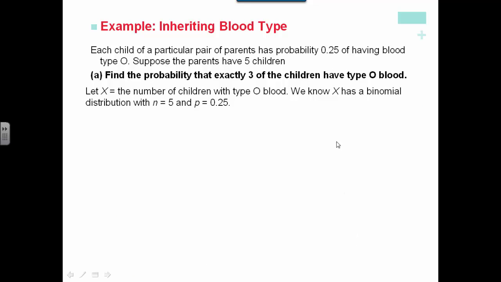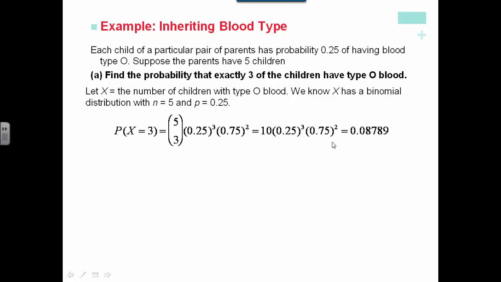Example. Each child of a particular pair of parents has probability 0.25 of having blood type O. Suppose the parents have 5 children. Find the probability exactly 3 have type O blood. We know x has a binomial distribution with n is 5 and p is 0.25. So the probability x equals 3 is 5 choose 3, 0.25 to the third times 0.75 to the second, which would equal 10 times 0.25 to the third times 0.75 to the second, or 0.08789.